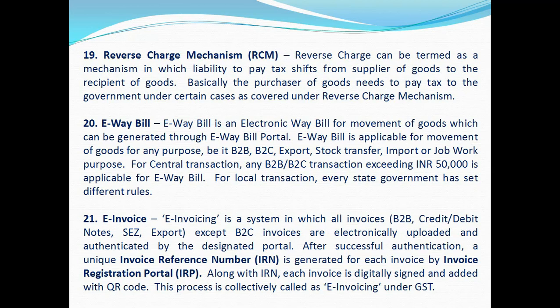Next is e-invoice. E-invoicing is a system in which all invoices, be it B2B, debit credit note, SEZ, export, except B2C invoices are electronically uploaded and authenticated by the designated portal. A unique invoice reference number is generated for each invoice by the Invoice Registration Portal, that is IRP, on successful authentication. Along with IRN, each invoice is digitally signed and added with a QR code. So this complete process is collectively called e-invoicing under GST. On e-invoicing also, we have a full-fledged chapter in this series where we will be discussing it in detail.